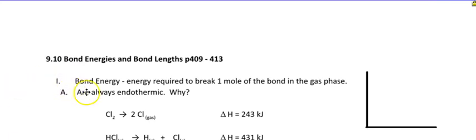So these are always endothermic. Why? Because you need energy to break bonds. Do you remember these graphs here? We used them before, and we always start off with the upward trend, right? Why? Because it requires energy to break the bonds. So here's our chlorine gas going to chlorine atom.